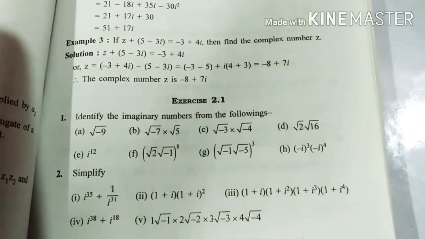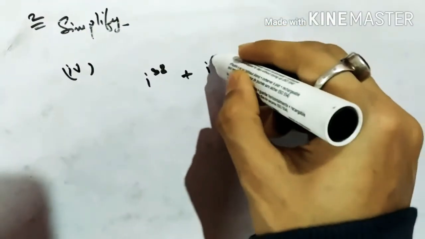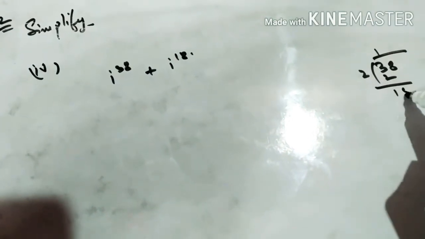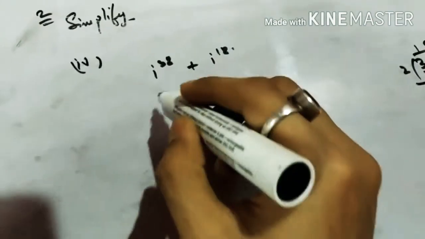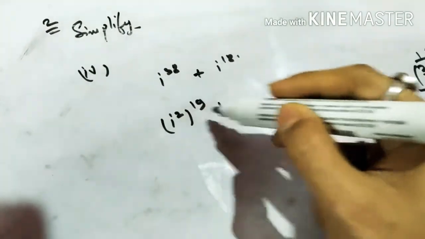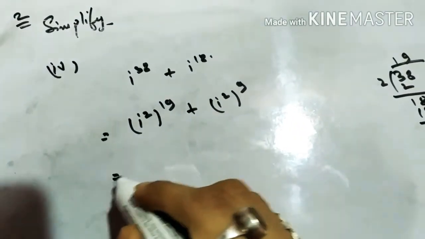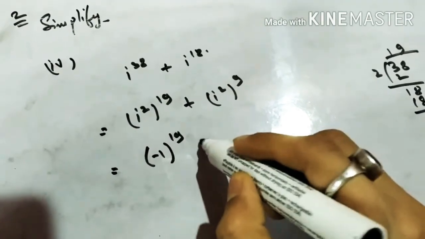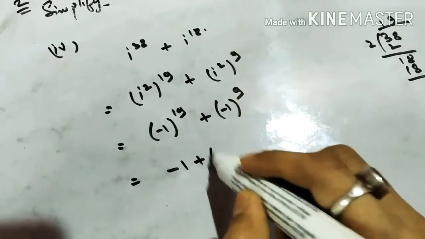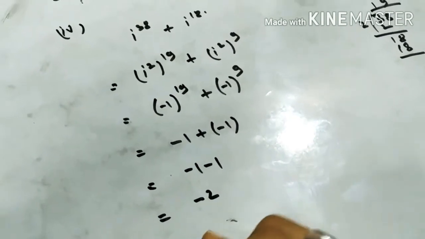Next it is question number 4: i³⁸ + i¹⁸. 38 divided by 2, 2 ones are 2, 2 nines are 18. So I can write it in the form (i²)¹⁹ + (i²)⁹. This is (−1)¹⁹ + (−1)⁹, which is −1 + (−1) = −1 − 1 = −2.